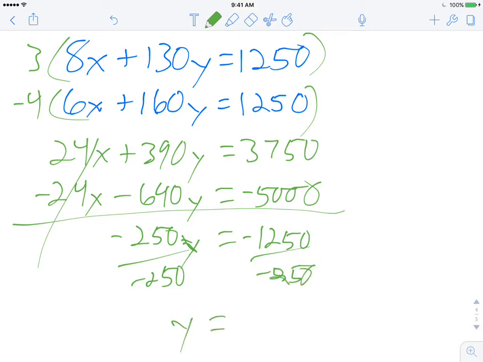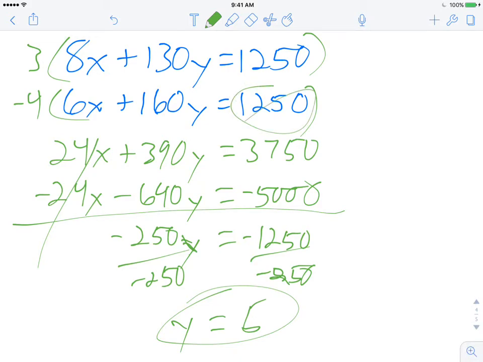All right, so if we divide both sides by -250, that's going to be 1, 2, 3, 4, 5. All right, so we get y equals 5. Remember, y is representing the charge per mile, so that would be $5 because 1250 is in dollars.